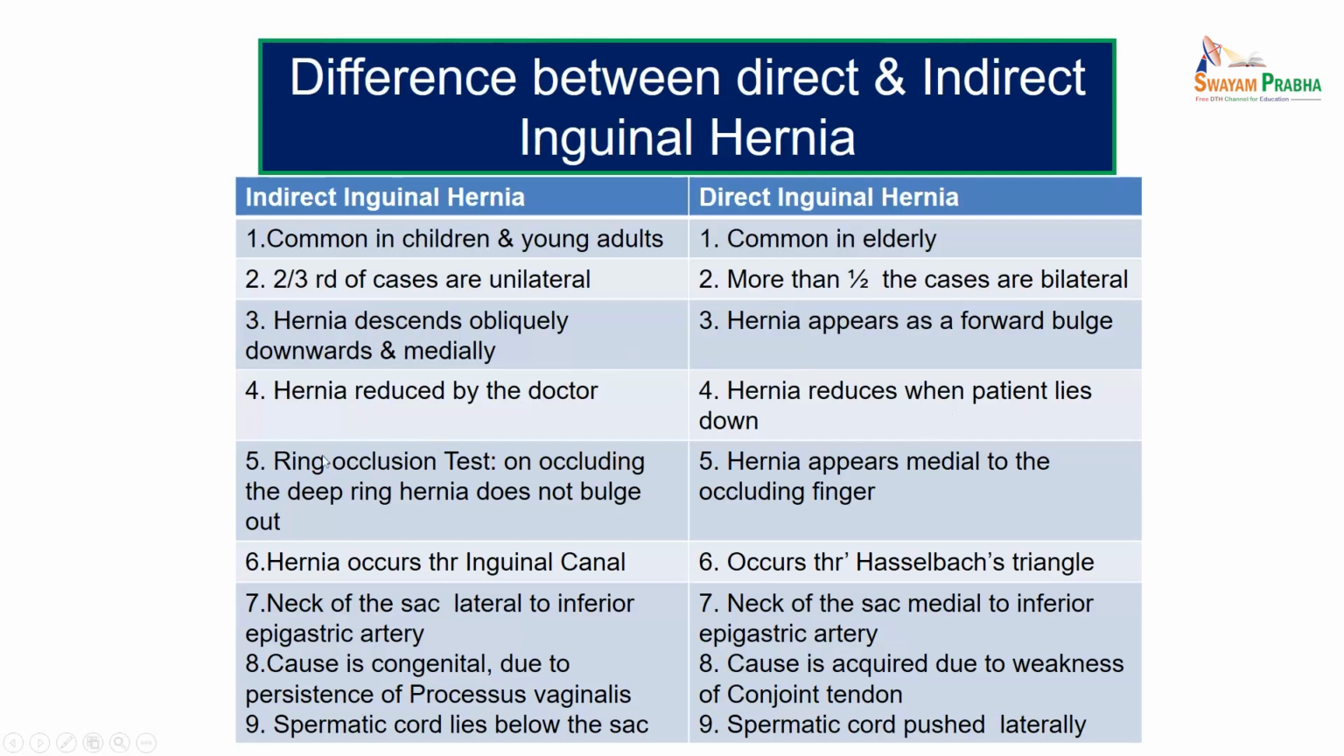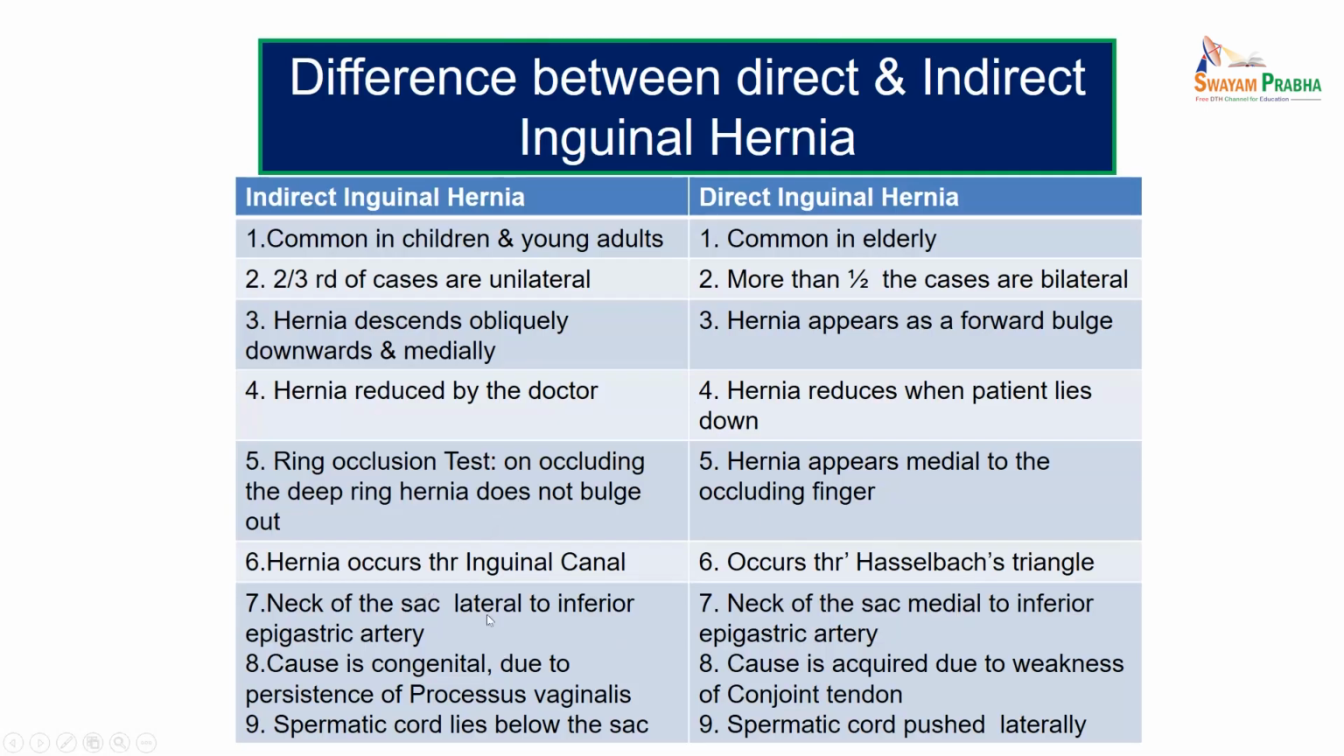The most important thing is, if you do a ring occlusion test, you push the contents into the abdomen, close the deep inguinal ring, and ask the patient to cough. If there is a bulging which appears medial to the finger, it means that it is not passing through the inguinal canal, it is coming out through the Hasselbalch's triangle, and then it is going to be the direct inguinal hernia. So, in the ring occlusion test, in indirect inguinal hernia, on occluding the deep inguinal ring, the hernia does not bulge out. So, it is understood that indirect inguinal hernia occurs through the inguinal canal and direct hernia is through the Hasselbalch's triangle.